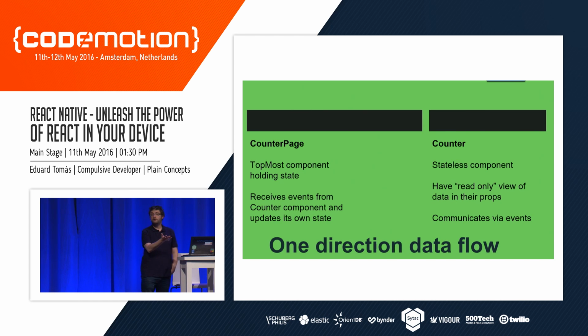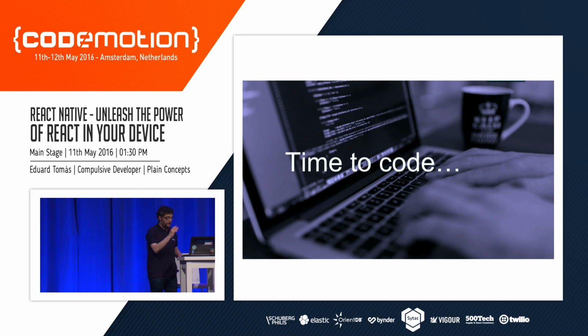This is one direction data flow. Why? Because the data, which is the value of the counter, only flows from the parent component to the child component. Data is never updated by the child component. The only thing the child component does is invoke a callback in the parent component, and it is the parent component that is responsible for updating its state. Okay, let's see this in action.